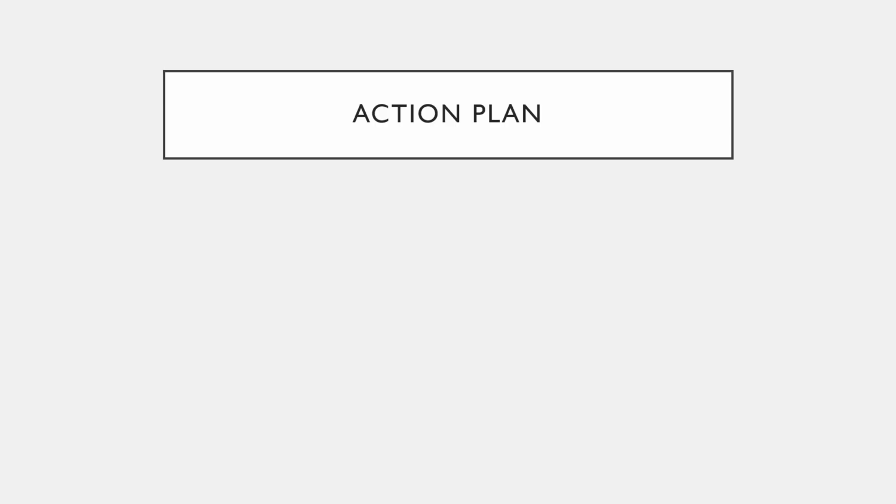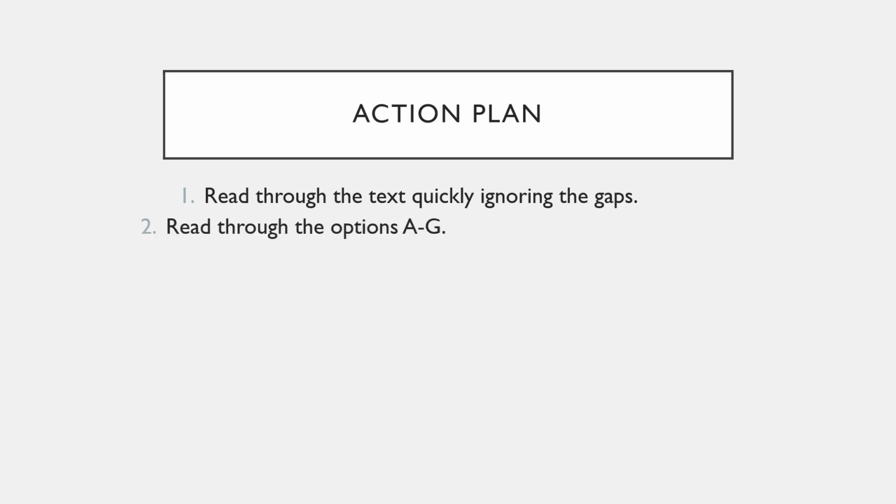Now let's talk about the best strategy for approaching part 7. The first thing to do is to read through the main text. Forget about the gaps for now. Just try to get a general understanding of what the text is about and how it's structured. Next, read additional paragraphs A to G.